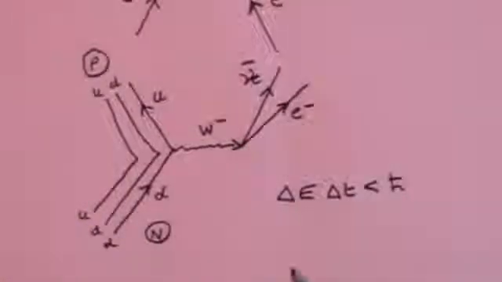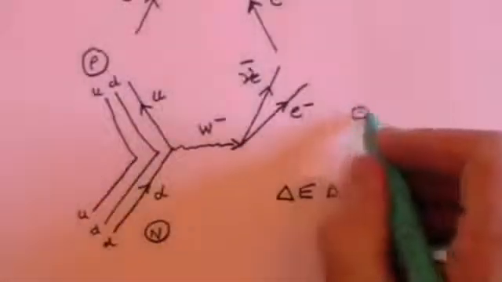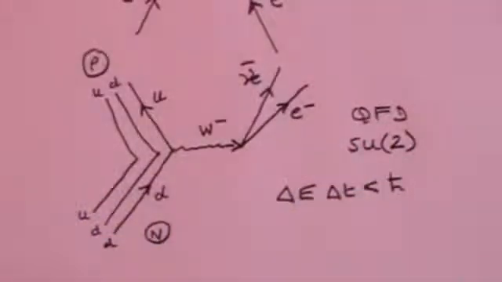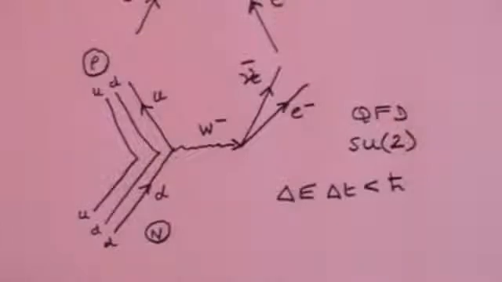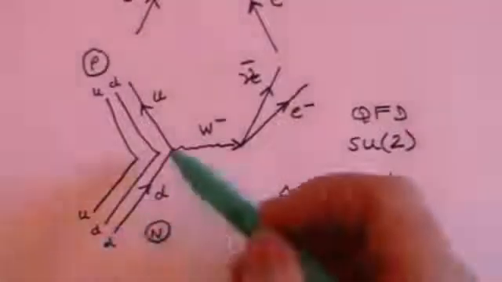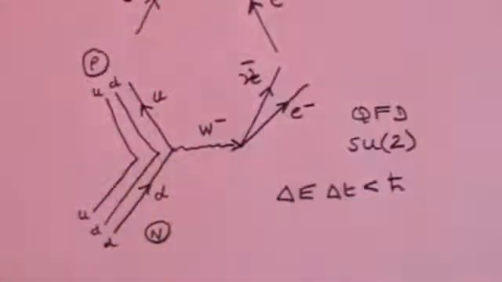This whole process is called quantum flavor dynamics, QFD, and in mathematical terms it's represented by the special unitary matrix SU2. Two-dimensional because you're changing from downs to ups, or as we shall see in a moment, you can change from ups to downs. Let's just look at this process of the down changing to the up via the emission of a W minus particle in a little bit more detail.